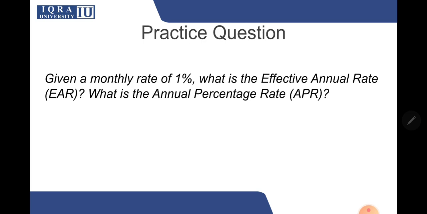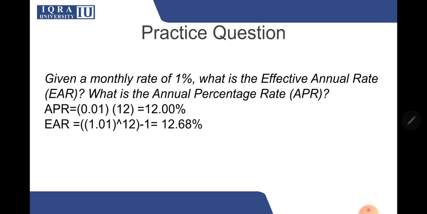Given a monthly rate of 1%, what is the effective annual rate and what is the annual percentage rate? So your annual percentage rate is simply your monthly rate multiplied by 12, the number of compounding periods, whereas your effective annual rate has a formula. We're going to apply that formula. You get an answer of 12.68%.